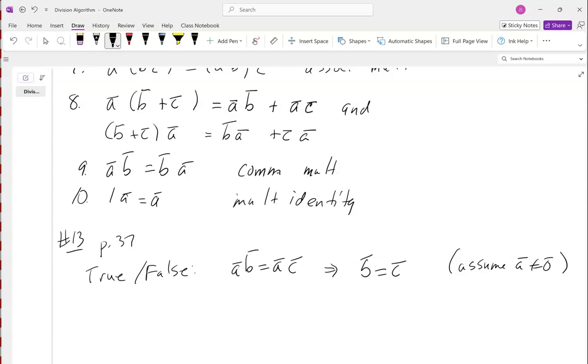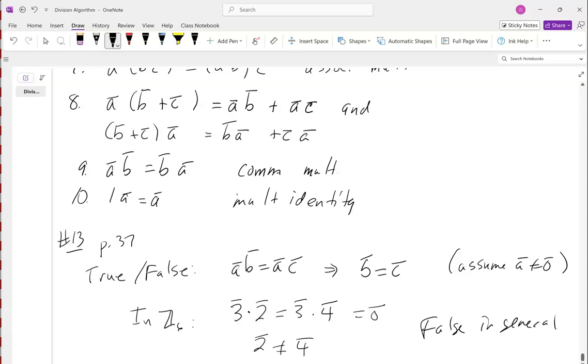No. So, for example, if I do 3, say in Z6, if we do 3 times 2, and I do 3 times 4, what do I get in both cases? 0, right? Those are certainly 0. And certainly 2 is not the same as 4. So this is false in general. The problem is that we don't know that we can divide by 3, right? In Z6.